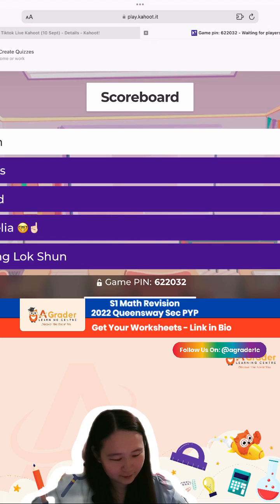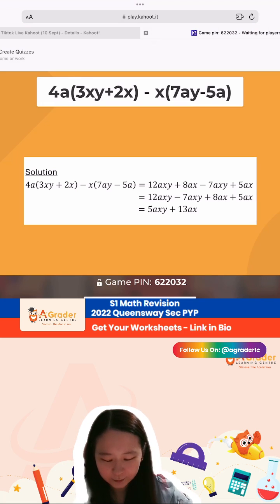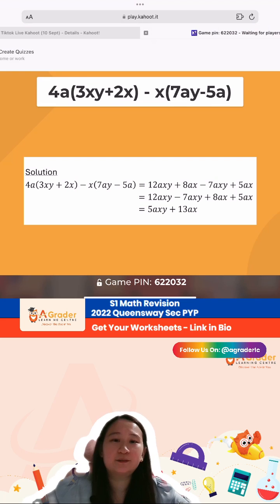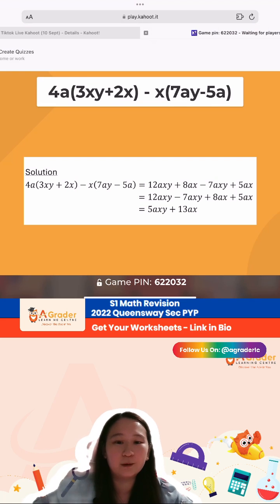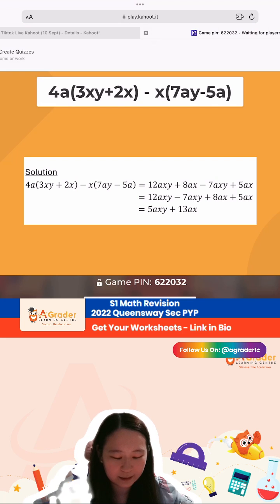Oh, wow. That's pretty good. Okay, so for this solution, we have to expand the 4a times 3xy, we get 12axy. Then 4a times 2x, we get 8ax. And then for the x, there is a coefficient of -1. So you have to take -1 times 7ay to get -7ay. Then negative x times -5a. So negative times negative will give us positive. So you get positive 5ax here.